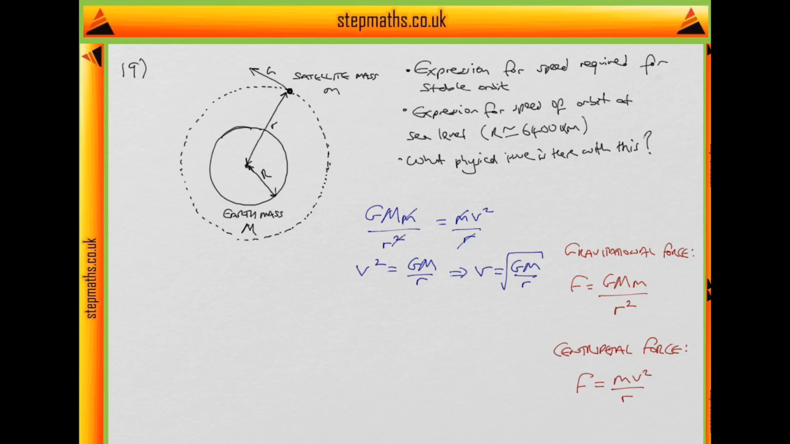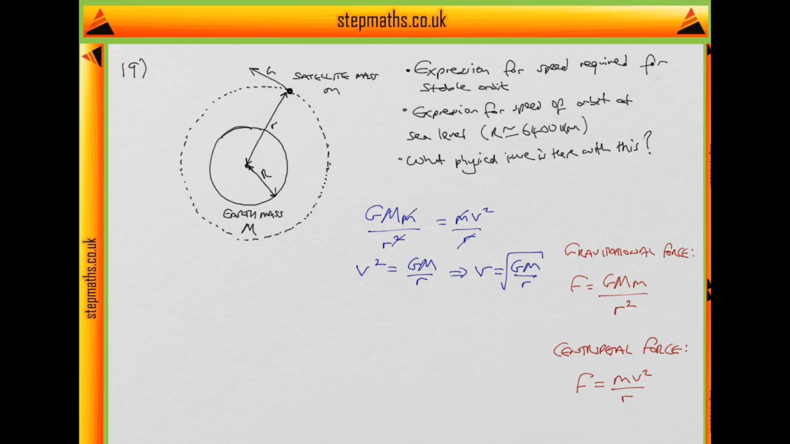Now for the second part of the question. We're asked to find an expression for the speed of the satellite such that it can orbit at sea level. We're told the radius of the Earth, capital R, is approximately 6,400 kilometers. Again, we need to think about circular motion and use our equation for centripetal force. We're told in the question that the acceleration due to gravity on the surface of the Earth at sea level is 10 meters per second squared. So let's write that down.